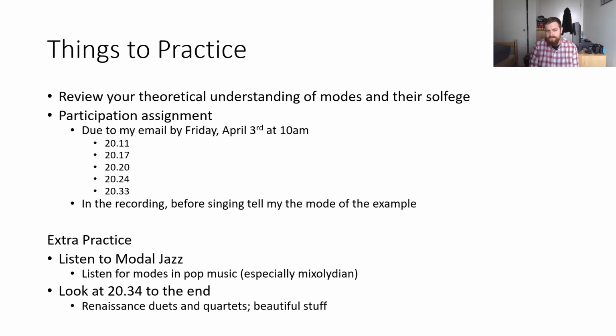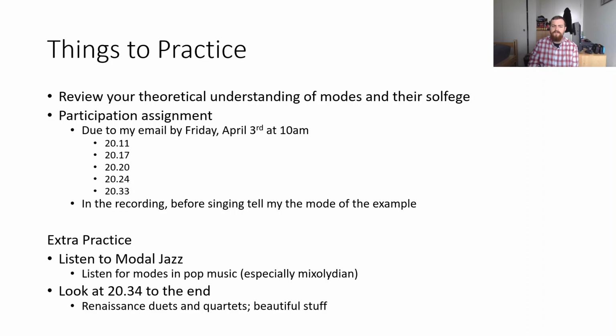In addition, Rodgers and Kopman does not tell you what mode pieces are in. I would like you to tell me the mode of the example before you sing it. So for instance, say 20.11 Ionian, okay, for instance. It won't be Ionian, which is why I gave that example. So do that for me, please.